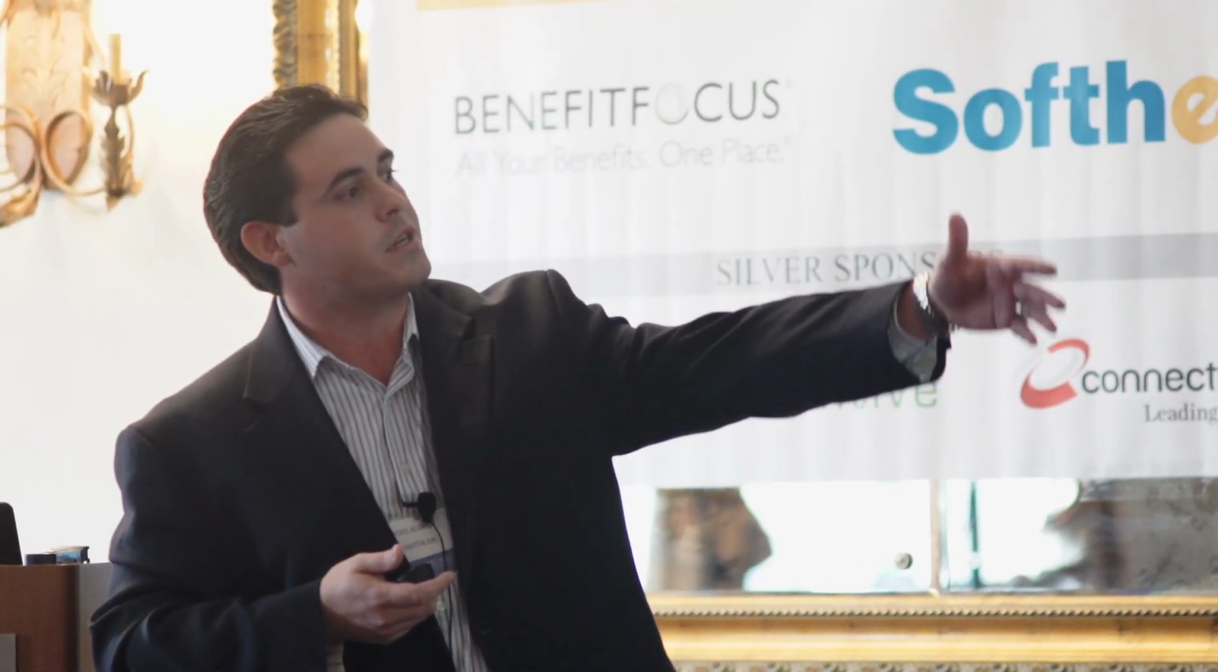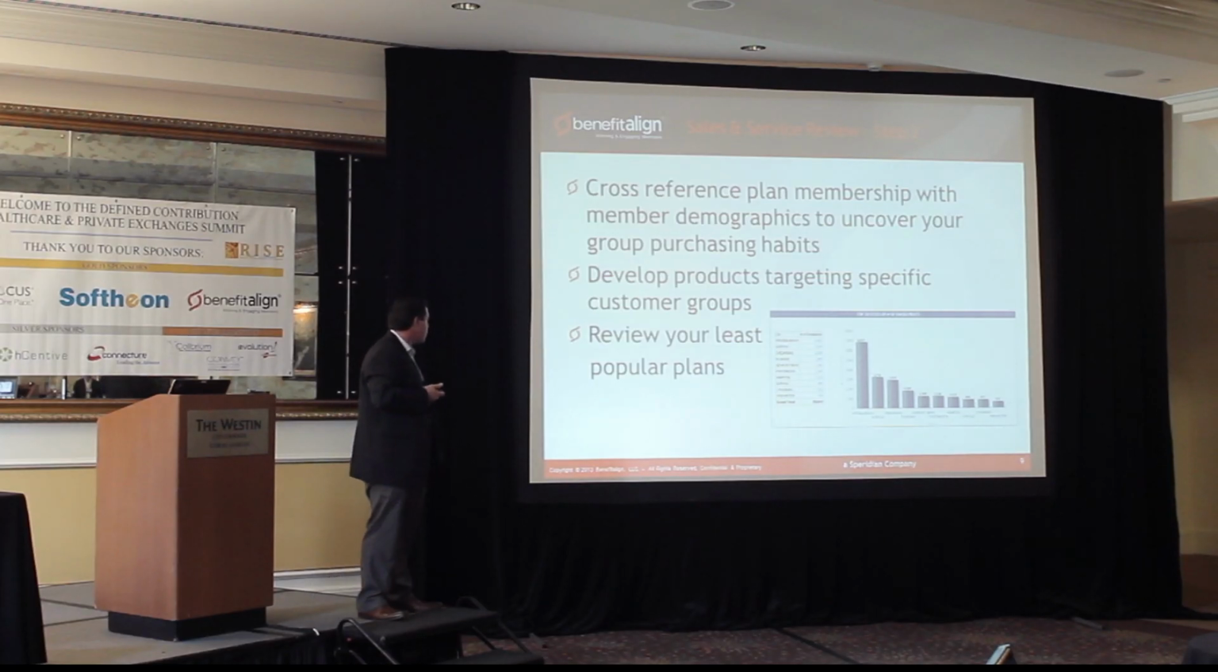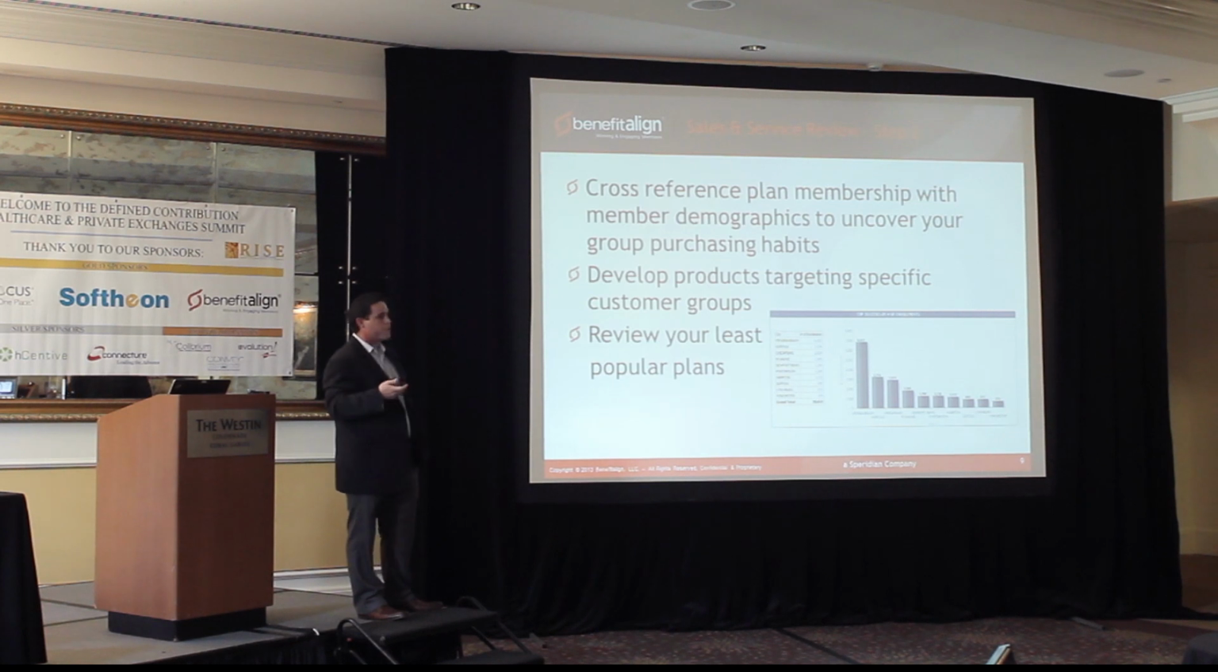And then there's opportunities that pop out right away. So I have Norfolk, Chesapeake, Roanoke. Maybe I have to double down on my marketing in those areas so that I can grow them. So at this point, you would review your most popular plans, and then you would develop a product-specific strategy to target these groups that are buying in each one of these areas.